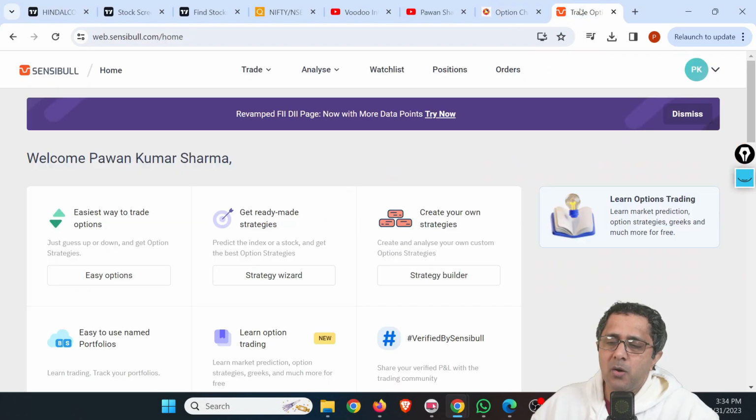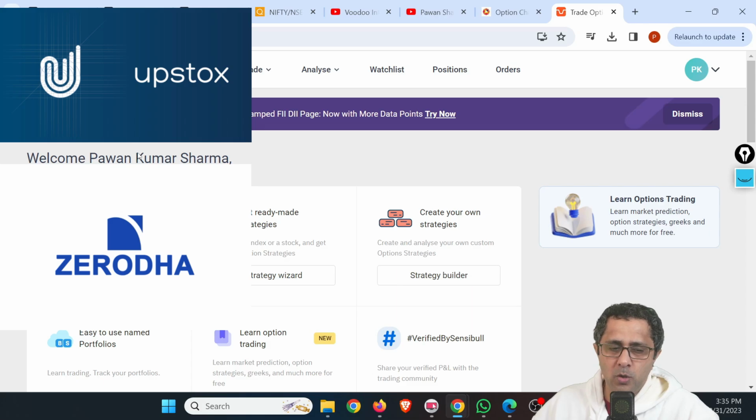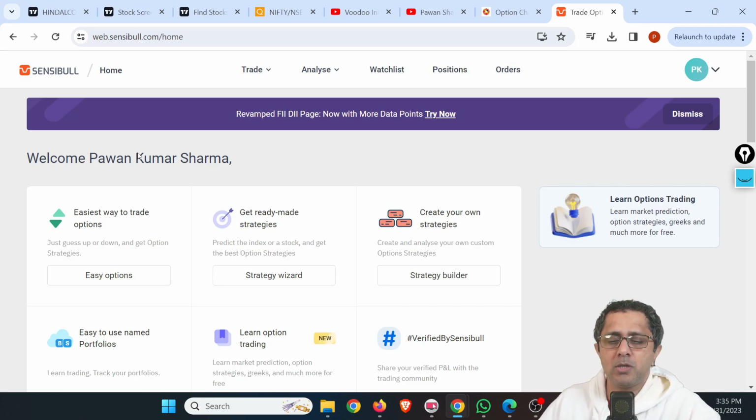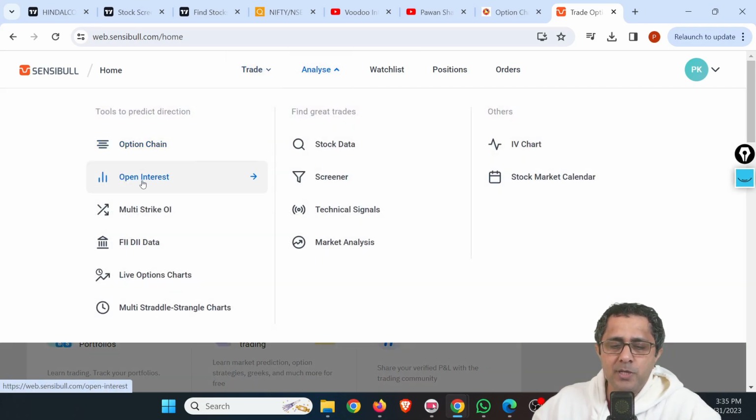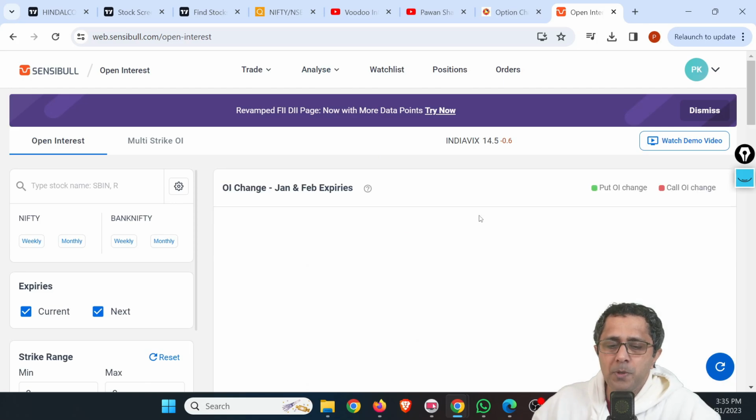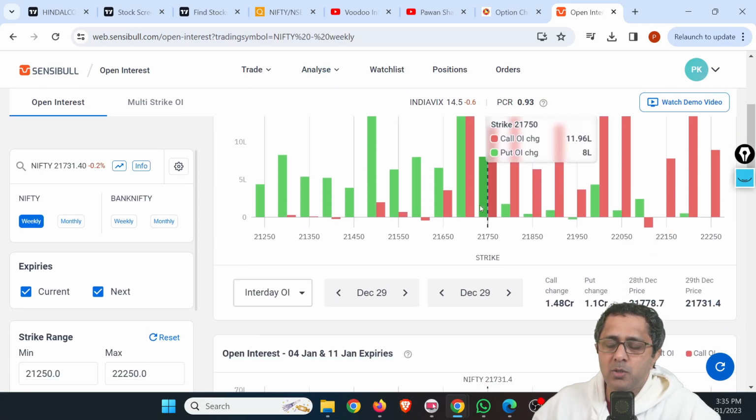The next way is we'll go to Sensibull.com, which I use. If you have an account with Upstox or Zerodha, you can use it. If you don't have one, you can open your account with these two brokers, and the link is in the description box. With these two accounts, you will find Sensibull free of cost. You don't have to pay any extra charge to them. So go to Trade, then Analyze. If you select open interest and scroll down a bit, you will find something, this one.